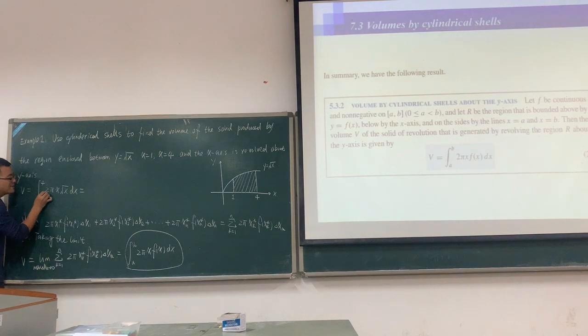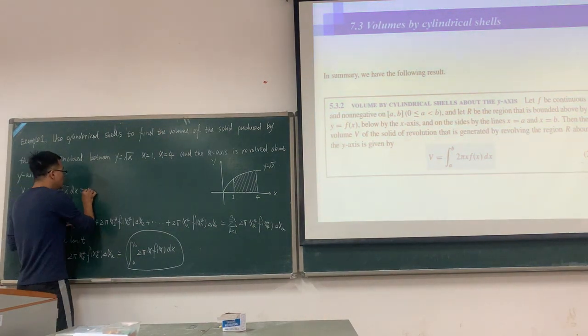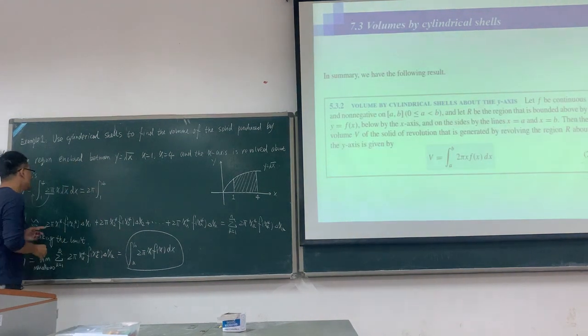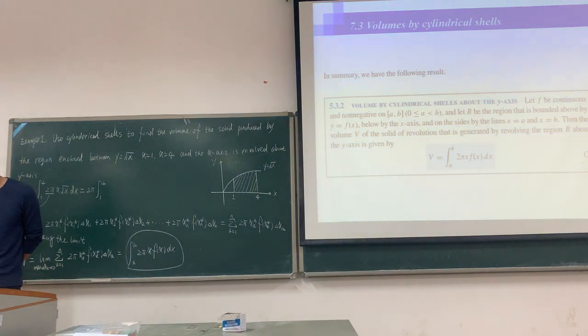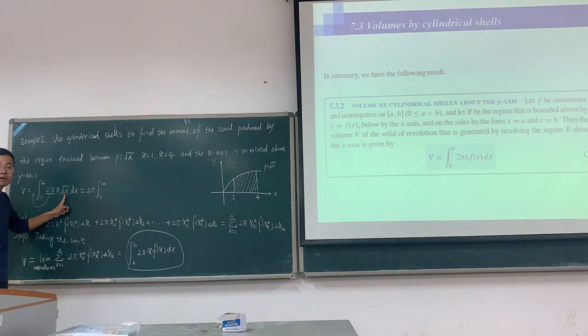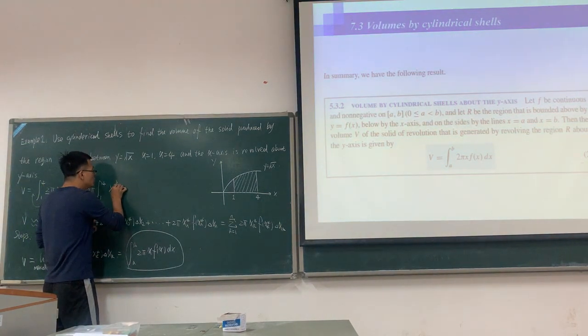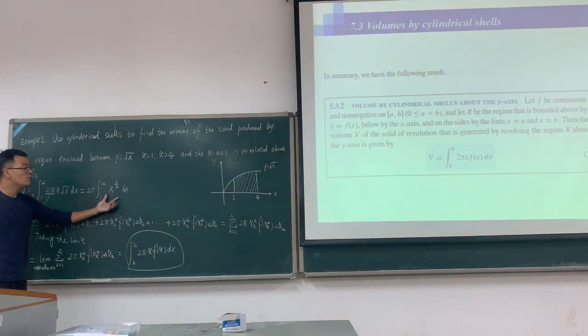Here 2 pi is a constant, so we move it through the integral sign. So it is 2 pi times the definite integral from 1 to 4. The square root of x is x to the 1/2 power, so x times x to the 1/2 power is x to the 3/2 power, dx.